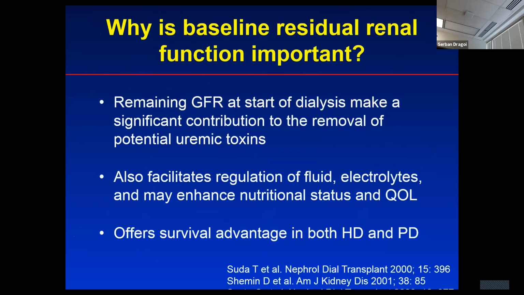The kidney does a lot of metabolic work. I mentioned a few: those OAT and organic anion and cation transporters, the active secretory processes, as well as detoxification, glutamine metabolism, EPO production, etc. So this remaining GFR is incredibly helpful. Plus it facilitates regulation of fluid, and so that's very, very helpful for people with CHF.